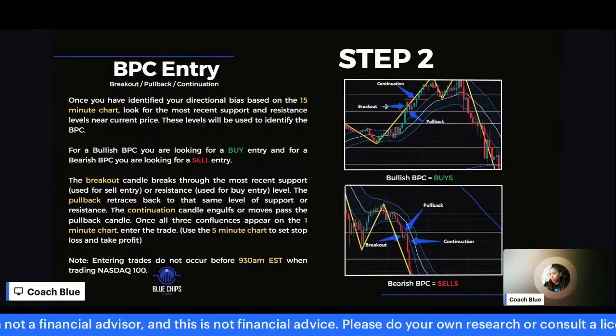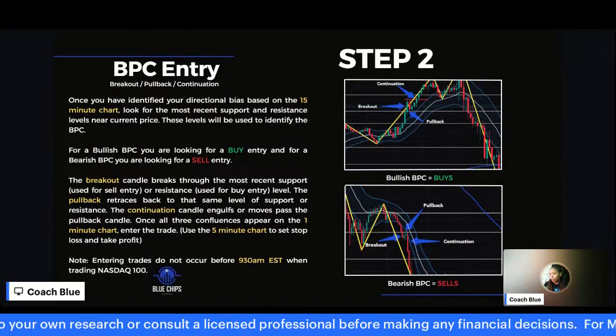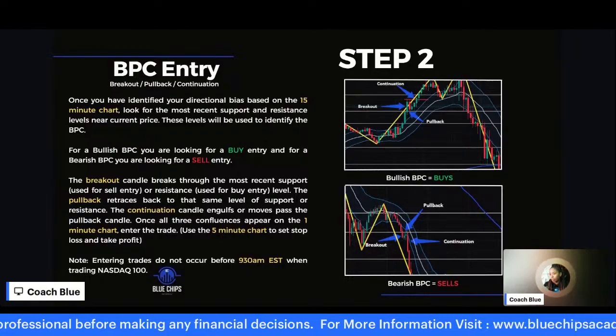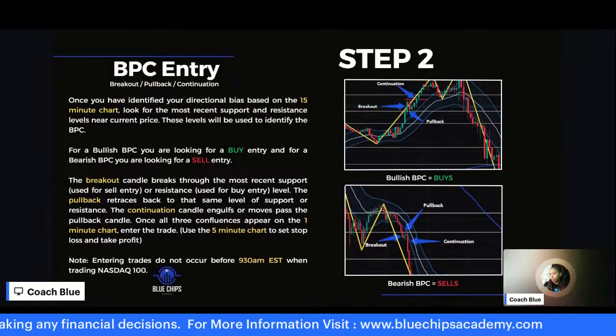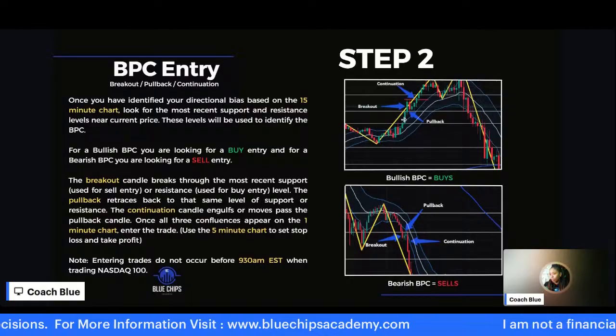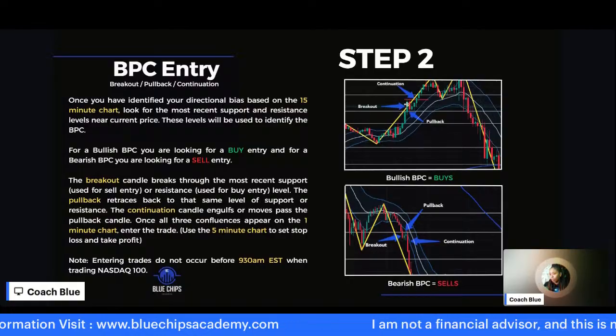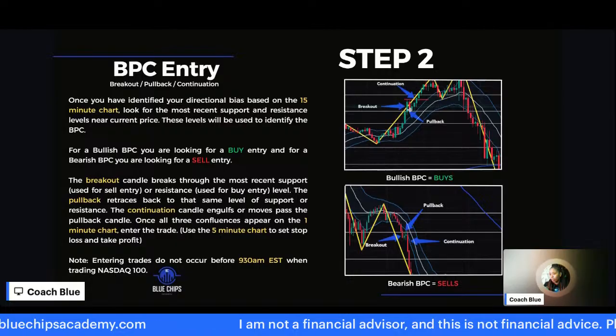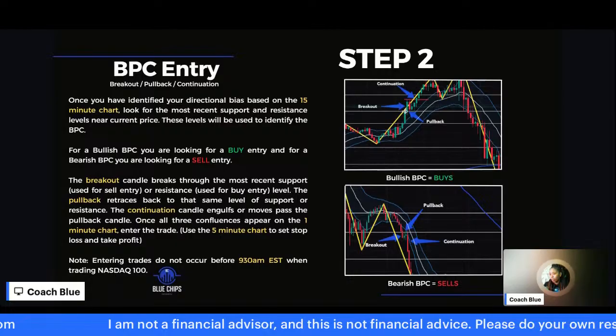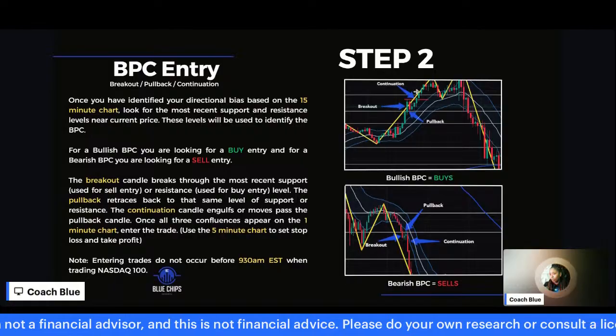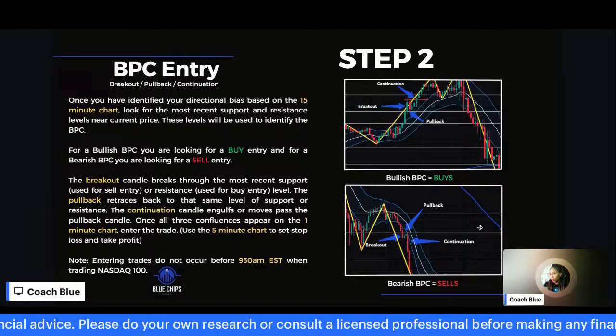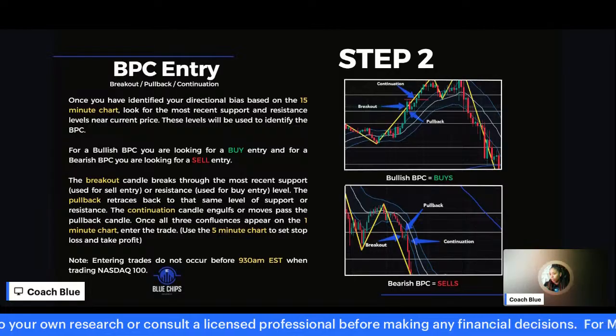So we have a breakout here. Here's our most recent level of resistance. When you're looking at a bullish BPC, you want to look for the most recent support and resistance levels. In this case, you want the breakout to happen on the resistance level. So we have the breakout that happened here. Here's the pullback. The pullback used that level of resistance as support, and then we have our continuation to the upside.